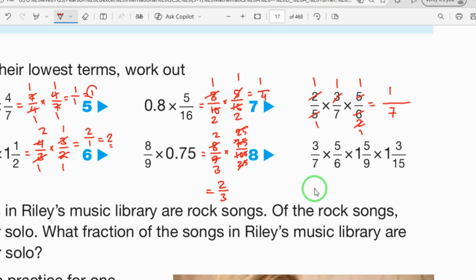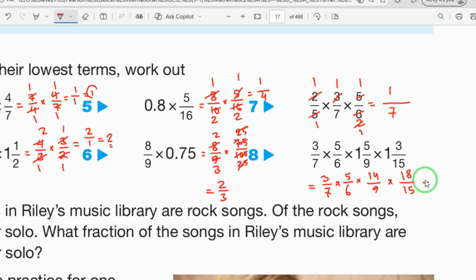Come to question number 8. In question number 8 we have 3 over 7 multiplied by 5 over 6 multiplied by 1 times of 9 is 9 plus 5 we have 14, 14 over 9 multiplied by 1 times of 15, 15 plus 3 we have 18, 18 over 15.